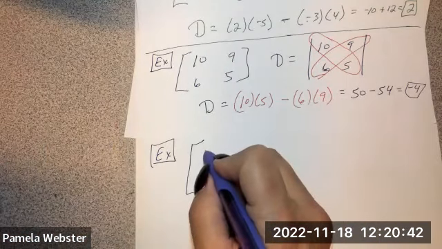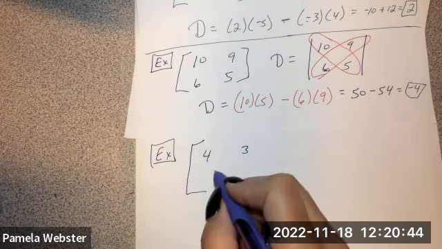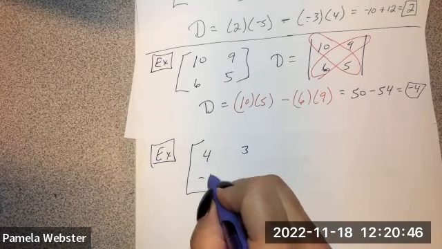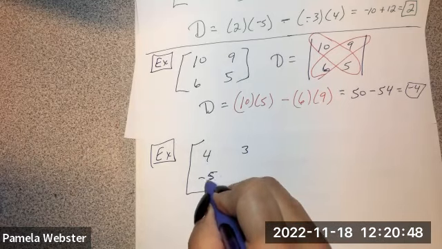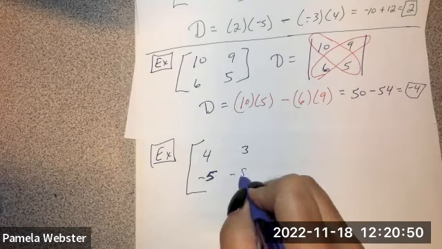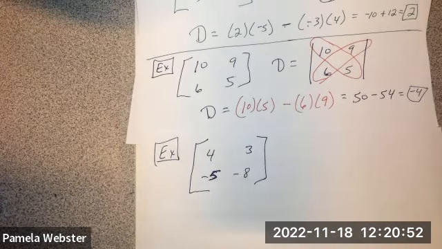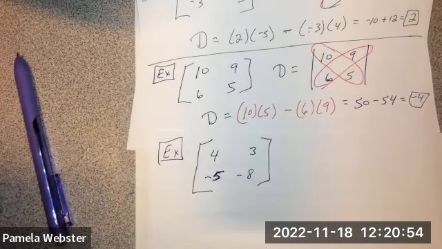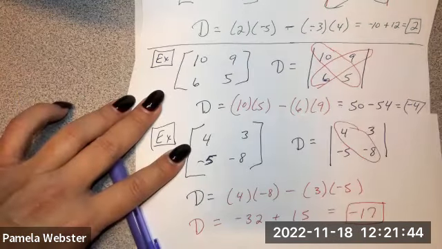Okay, the matrix is 4, 3, -5, -8. There's your matrix. Okay, so I'm going to pause my video. I'm going to work this thing. I want you to do the same and come up with what does the determinant look like and what is its value. Okay, so here we are.